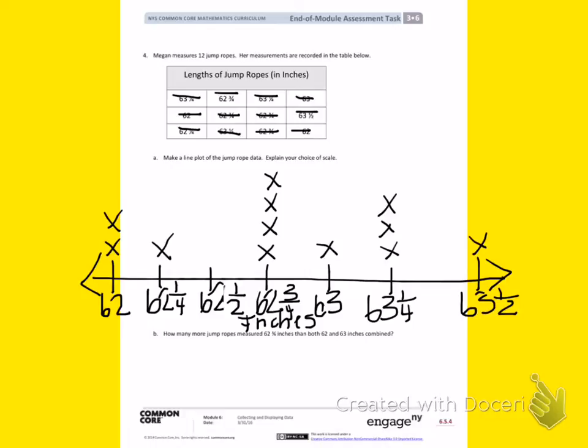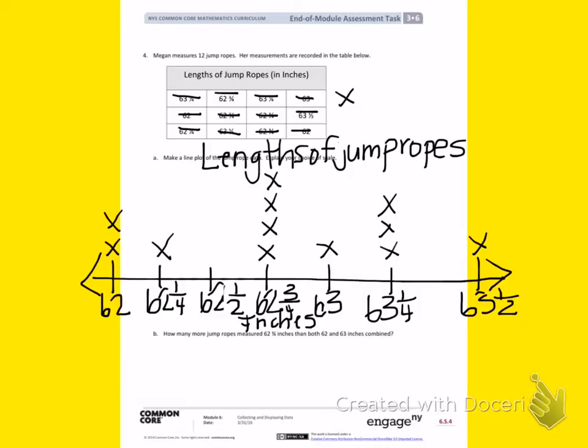The last thing I need to do, the last two things I need to do, are come up with a title. So I'm going to call this line plot lengths of jump ropes. And I'm going to make sure that I put 1 X equals 1 rope.